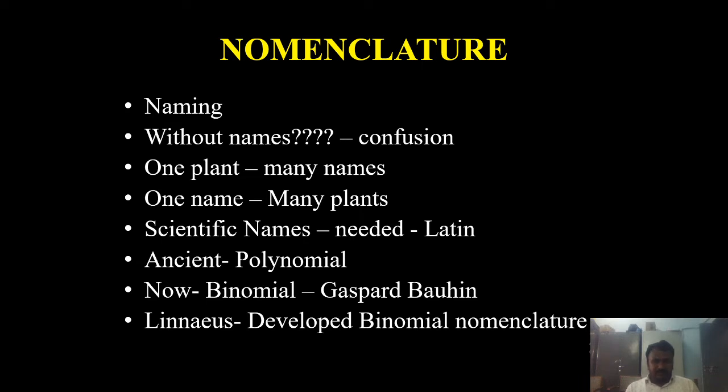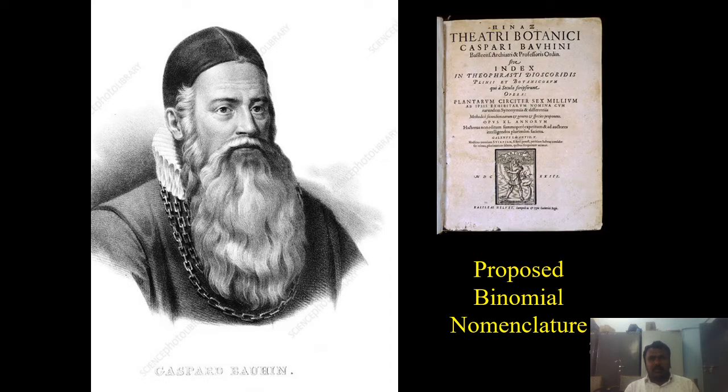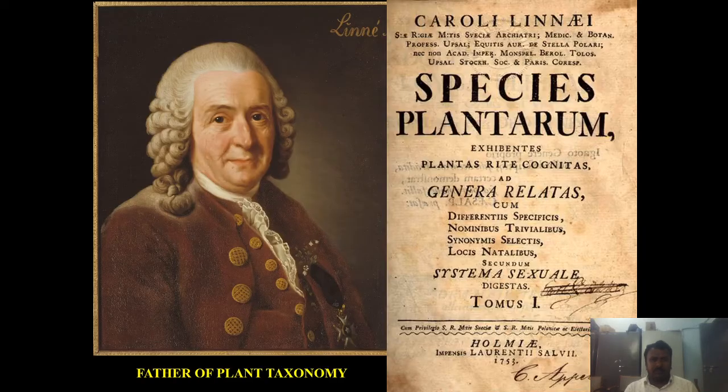In the ancient period, for a plant, there was a polynomial nomenclature. That means many words were there in the name of a plant. But in the present situation, we are following binomial nomenclature, which was developed by Carolus von Linnaeus. He is the person who proposed binomial nomenclature in his work, written by a botanist.